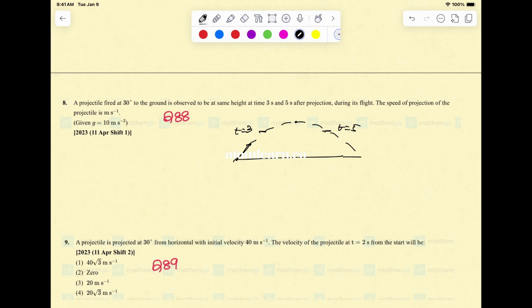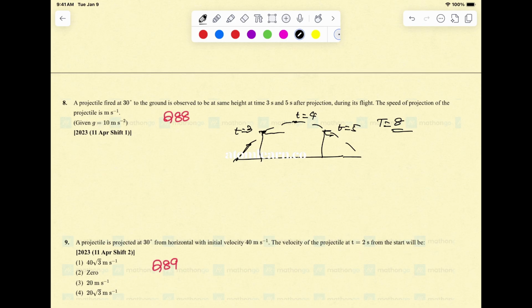Which means exactly at t equal to 4 it has reached the top position, because it is half the time and half the time. Now 3 and 5 are at the same height, which means at t equal to 4 it reaches the topmost point. That means the time of flight is equal to 8.